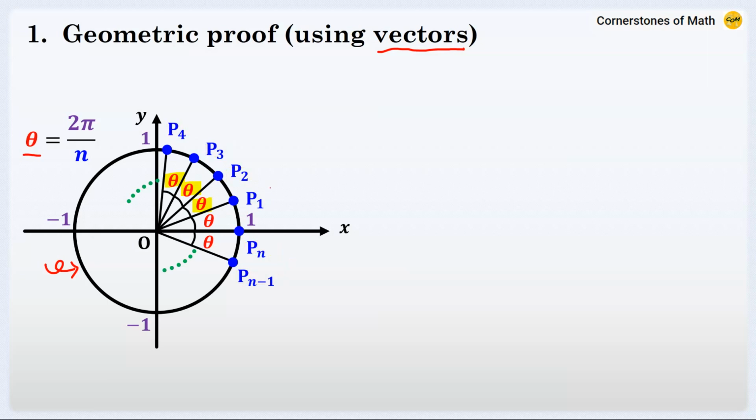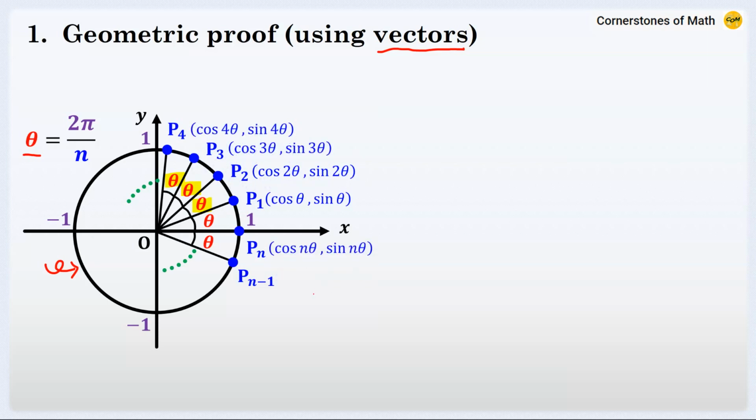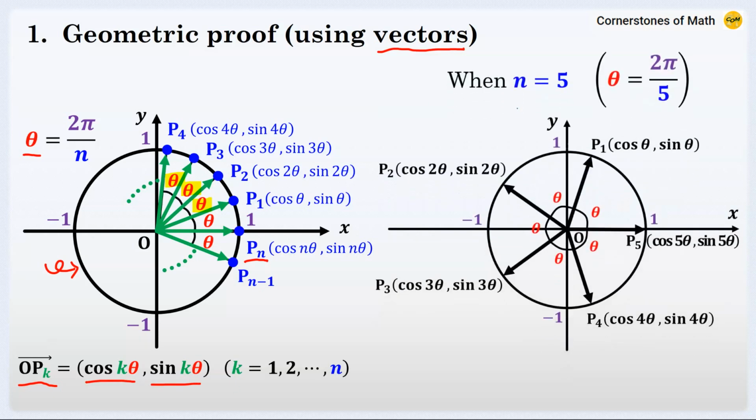Moreover, the coordinates of these points are cosine theta, sine theta for P1, cosine 2 theta, sine 2 theta for P2, and so on, all the way up to cosine n theta, sine n theta for Pn, which is chosen to be the point (1, 0). We can think of these points as position vectors, where vector OPk has components of cosine k theta and sine k theta. Now this is an example of the case where n equals 5. Yes, I wanted to show you the case when n is odd. In the figure, you can see these 5 position vectors, vectors OP1, OP2, OP3, OP4, and OP5.